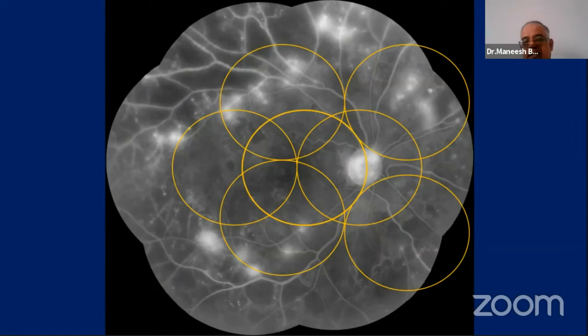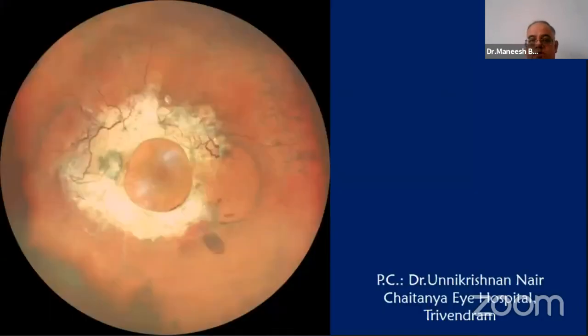These are the 7 subfields defined by the ETDRS study, and these montage pictures were used for grading of diabetic retinopathy in the ETDRS study. In the past, with older film-based cameras, it would take a lot of effort to take these pictures, but it is much easier to do now with modern cameras. But it is not as good as the ultra-wide field cameras which are available to us.